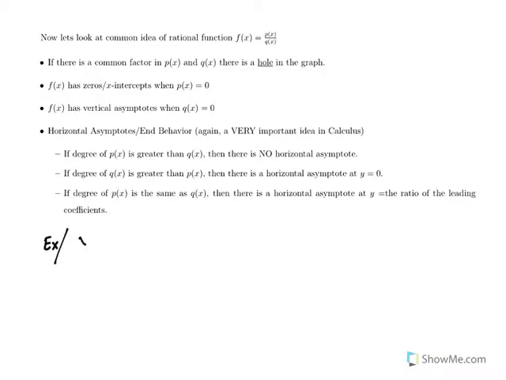So if you have x plus 1 times x minus 3, over x minus 3. Here's a rational function, but note that there is a common factor in the top and the bottom. So we can think about this as the same thing as x plus 1.